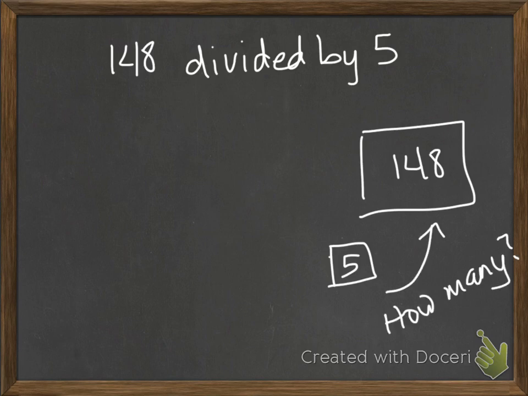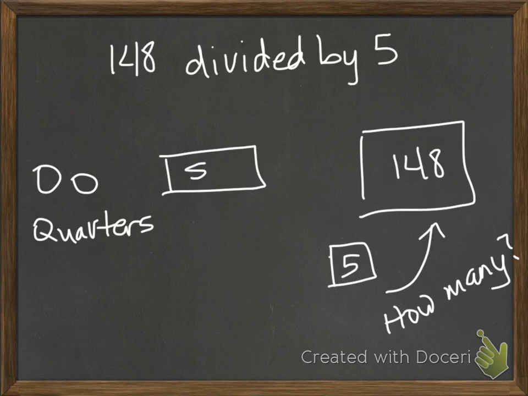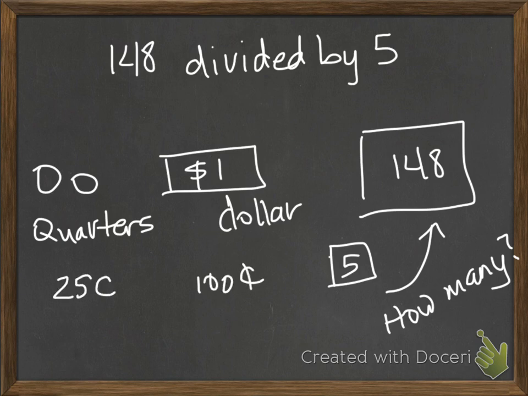We might look at it another way. Let's say you have quarters and dollars, right? So here's some quarters. And we want to know how many quarters go into $1. Well, a dollar is 100 cents. A quarter is 25 cents. So if we want to know how many quarters go into a dollar, we take 100 and divide it by 25, which in this case we know is 4 because 4 quarters go into a dollar. So okay, we have 148 divided by 5.